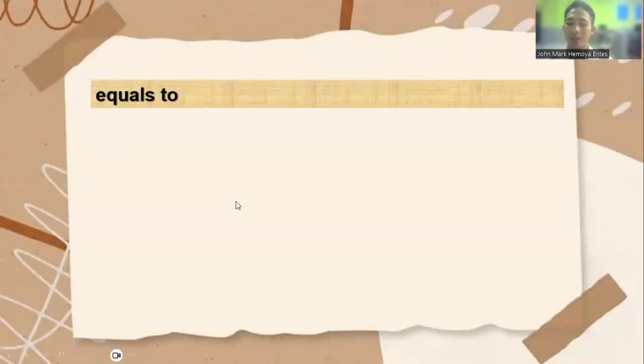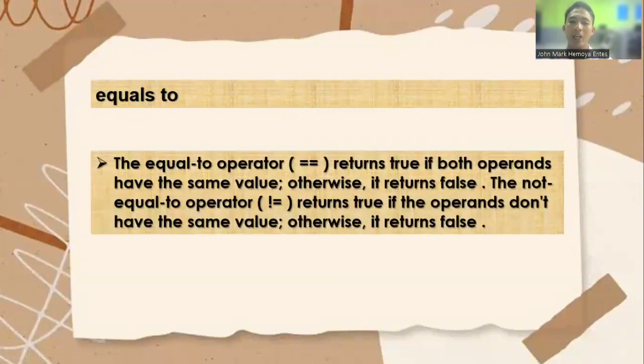And also equal to. This is the meaning of equal to. The equal to operator returns true if both operands have the same value. Otherwise, it returns false. The not equal to operator returns true if the operands don't have the same value. Otherwise, it returns false.